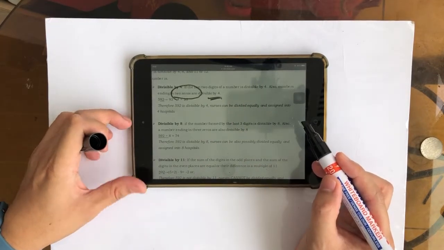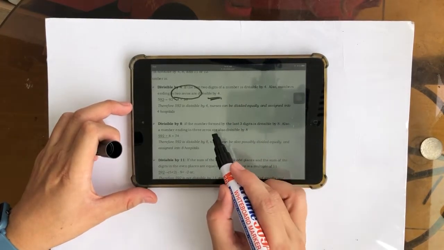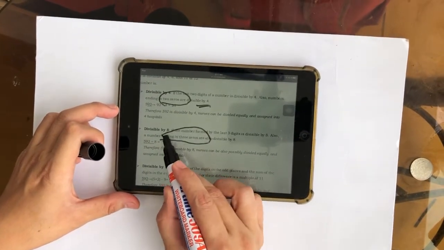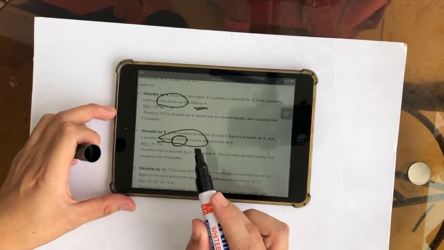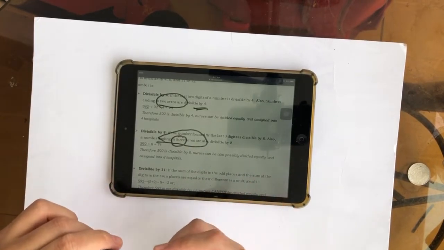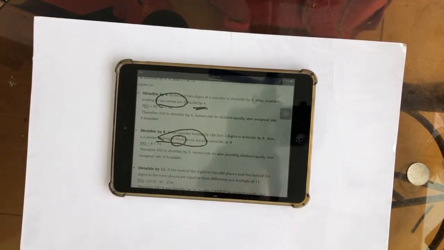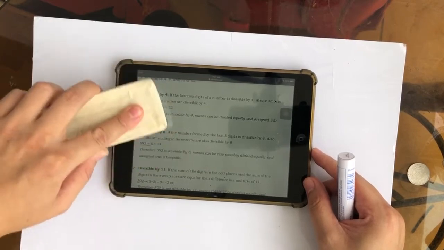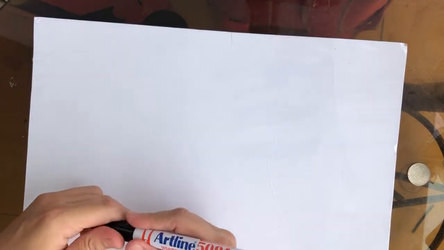Dito naman, titignan natin yung ganun pa din, yung ending pa din, pero kailangan siya ay 3. Okay? So, dapat siya daw ay 3, 0. So, ibig sabihin, lahat ng number na nagtatapos sa 3 0, yun daw ay divisible by 8.